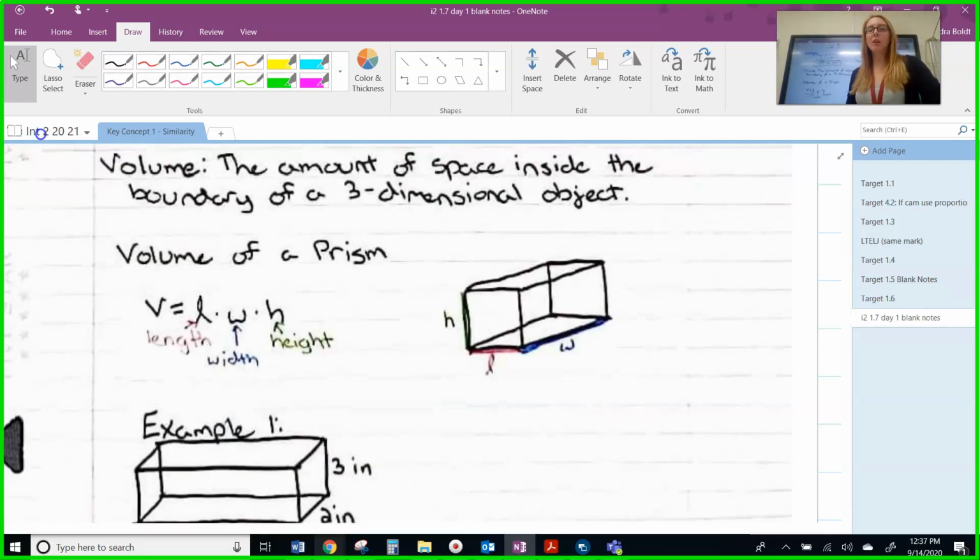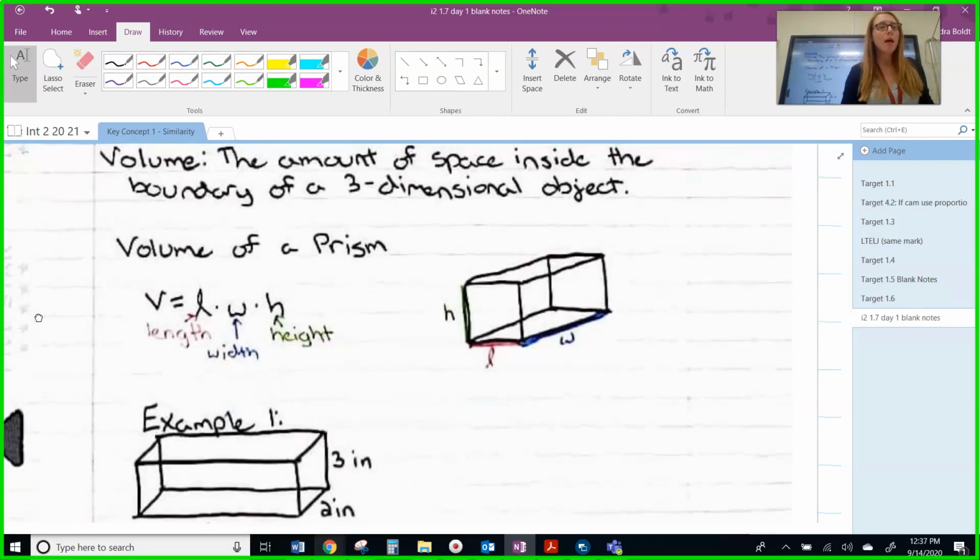All right, the next thing we're looking for is volume. Volume is the amount of space inside the boundary of a three-dimensional object. The first thing we're going to look at is this prism. A prism is really just a box. Here's our lovely box. The volume of a prism is length times width times height. I say LWH, but again, that means length, width, and height.